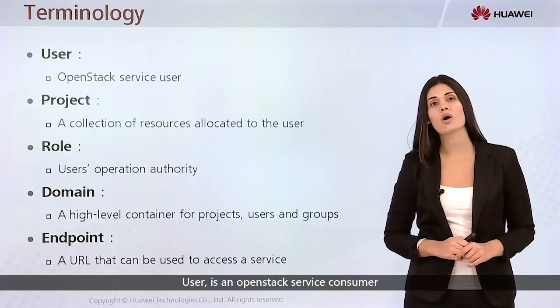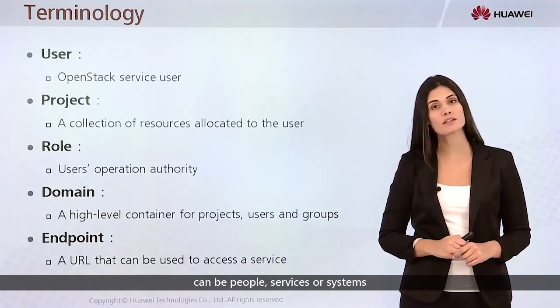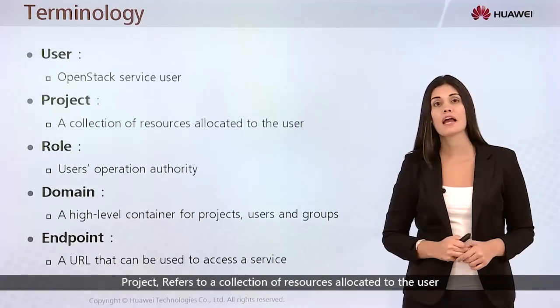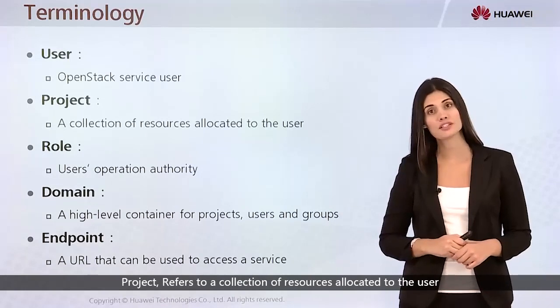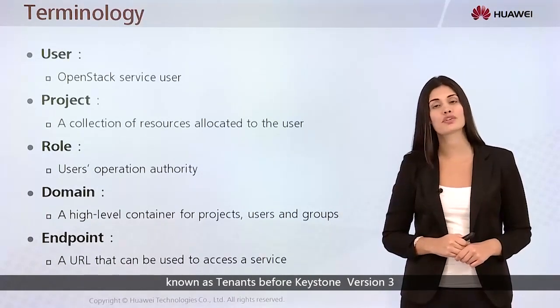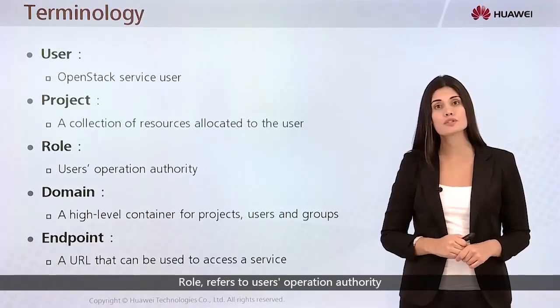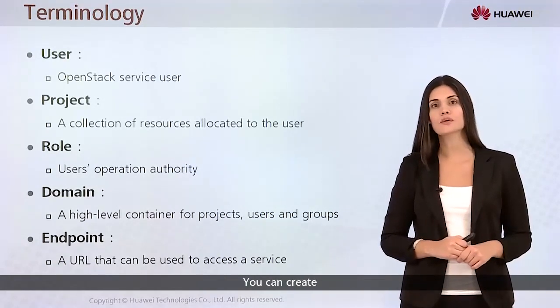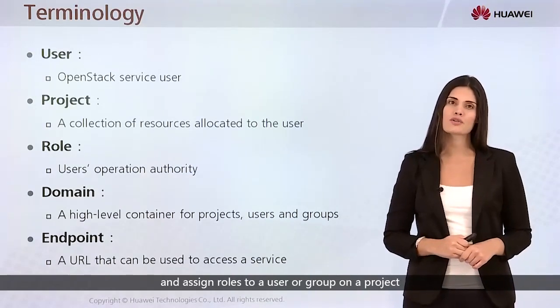User is one OpenStack service customer, which can be people, services, or systems. Project refers to a collection of resources allocated to the user, known as tenants before Keystone version 3. Roles refers to a user's operational authority. You can create and assign roles to a user or group on a project.